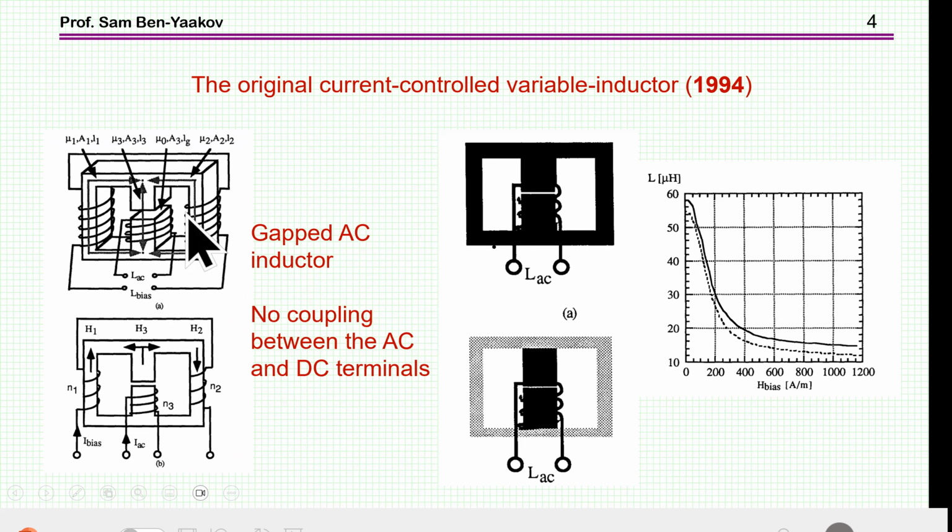Now, the intuitive explanation of the way it works is shown here. Without DC bias, we have a high permeability of this rim here. And then with DC, the permeability goes down, and therefore the inductance that you see here is going down. And here is actually a measured value. This is from the original paper. In this particular case, we see a drop from 50 or 60 microhenry to maybe 15 with a current of up to 1 amp. Effectively, you do not need more than, say, 0.5 or 0.3.